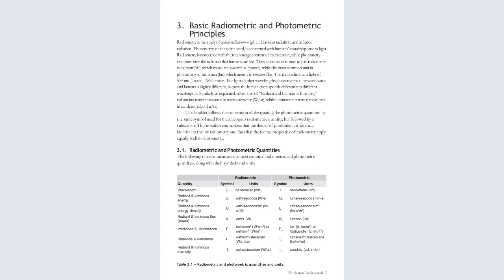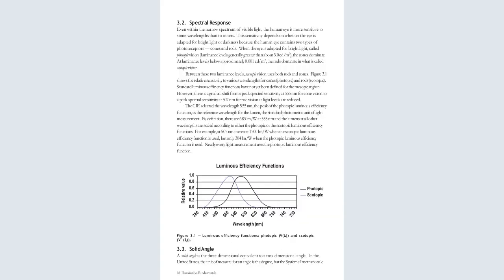The basic principles are there: the wavelength. Then the spectral response. Even within the narrow spectrum of visible light, the human eye is more sensitive to some wavelengths than others. This sensitivity depends on whether the eye is adapted to bright light or darkness, because the human eye contains two types of photoreceptors, the cones and the rods.